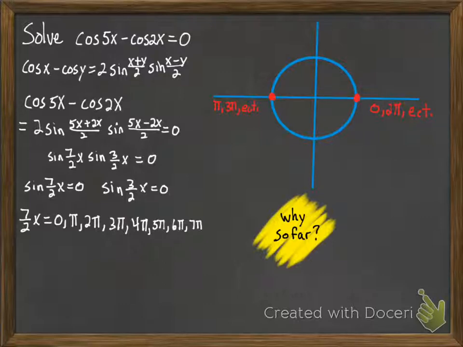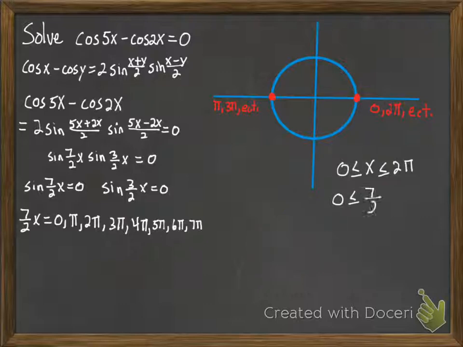Well, generally speaking, when we're solving an equation like this, we're looking for all the solutions where x is between 0 and 2 pi. But our angle is not x anymore, it's 7/2 x. So to go from x between 0 and 2 pi, we'd have to multiply by 7/2. That would give us that we're looking for all the values of 7/2 x that fall between 0 and 7 pi. So hopefully now you see why we have to go all the way up to 7 pi.